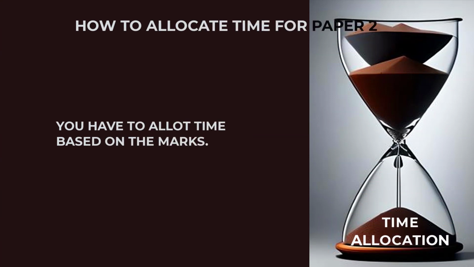You have to proportion the time based on the marks. And you have to have an internal allocation of time. Once you cross the time limit, move to the next question, finish whatever you know, and then write probably the weak answers or the answers you're not sure about at the end.